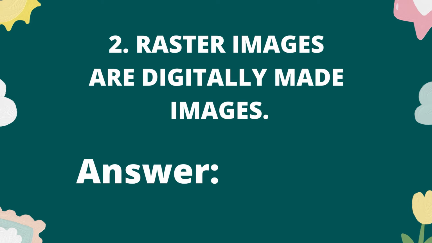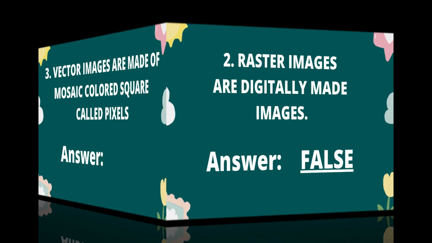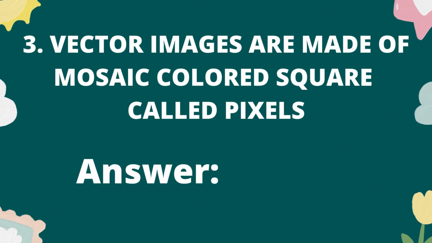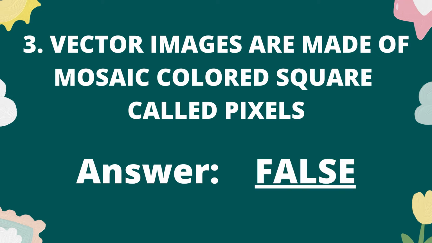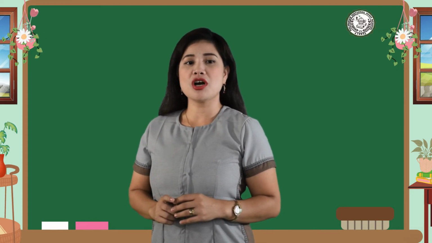Statement number two. False, because raster images are real and photographic images. Let's have the last statement. False, because vector image is digitally made, that is why it is made or composed of lines, shapes, and curves, not pixels. You did an incredible job today.